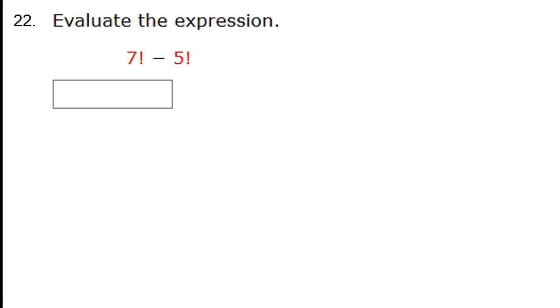Evaluate the expression 7 factorial minus 5 factorial. This is strictly a practice with your calculator. 7 factorial is 7 times 6 times 5 times 4 times 3 times 2 times 1. 5 factorial is 5 times 4 times 3 times 2 times 1.